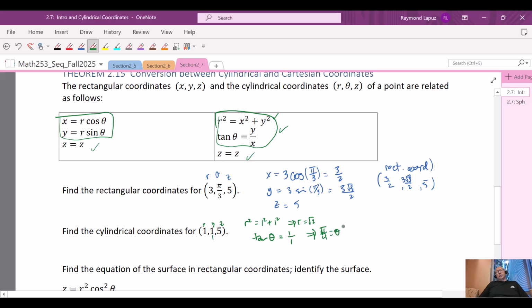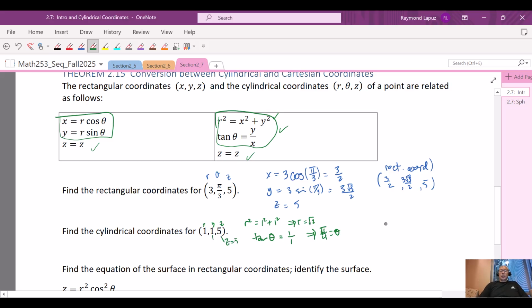Now, technically, this is going to be pi over 4, and we can also go around in a circle and call it 9 pi over 4, and etc. But let's just keep it simple. And then our z is just equal to 5.